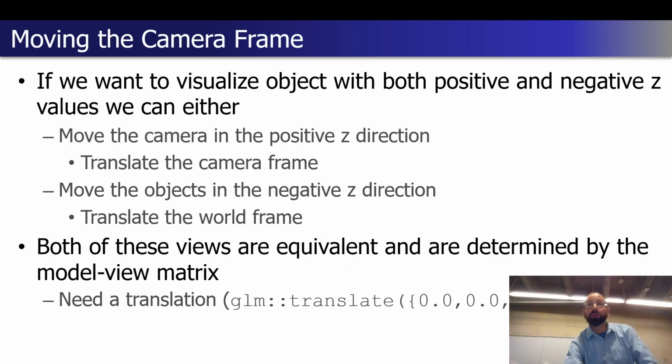If we want to move our camera now, which in theory we do, if we want to visualize an object that has both positive and negative z values, we can do a translation of that camera. Let's move the camera away from the origin. Both of those views, either moving the objects to the camera or moving the camera to the objects, are equivalent, and you can do that via that model view matrix. We talked about that on Tuesday. You can set the matrix manually yourself. OpenGL used to have a call like glTranslate where you would specify where you want to move things to.